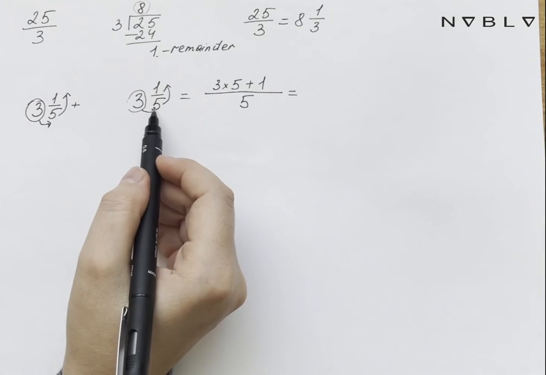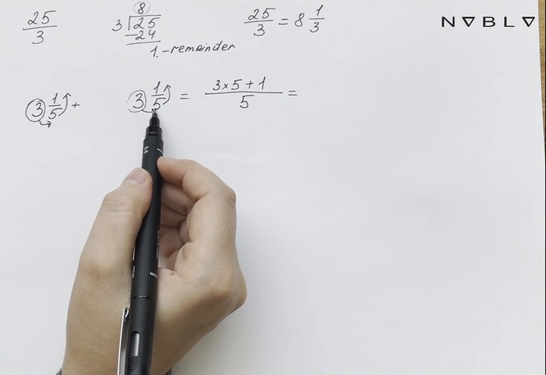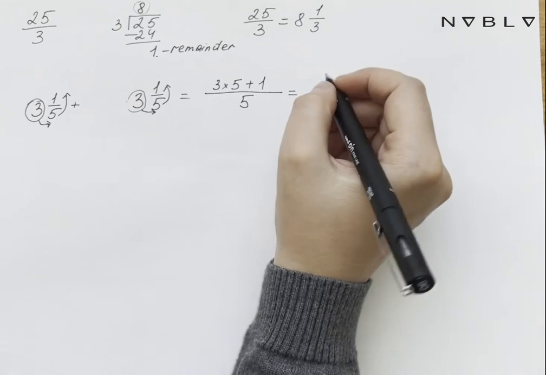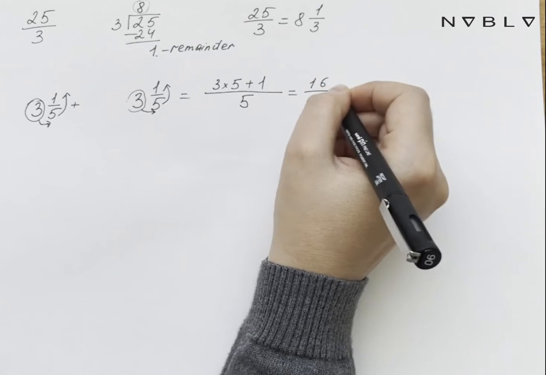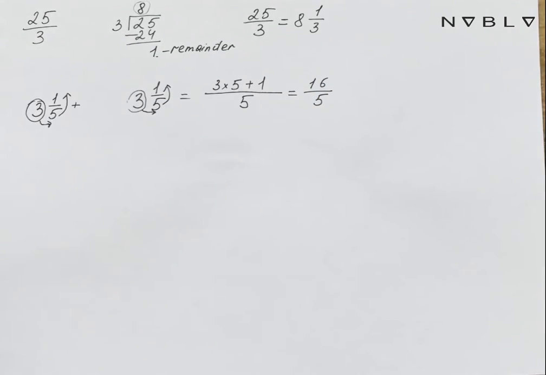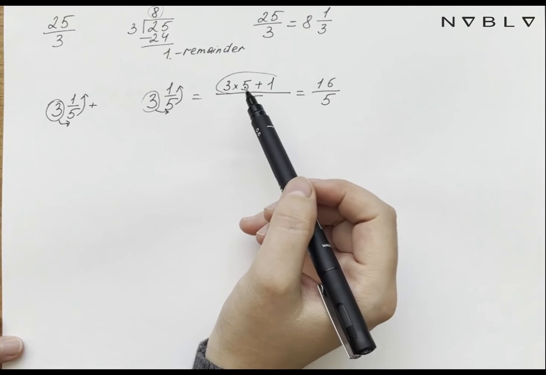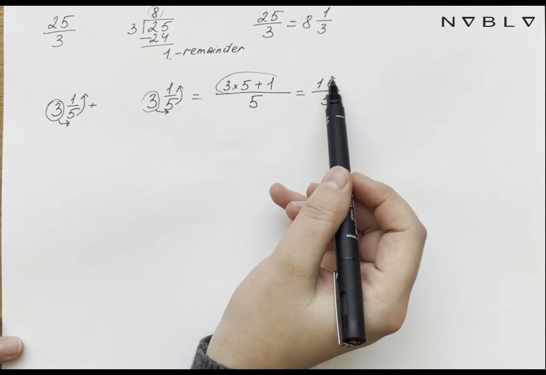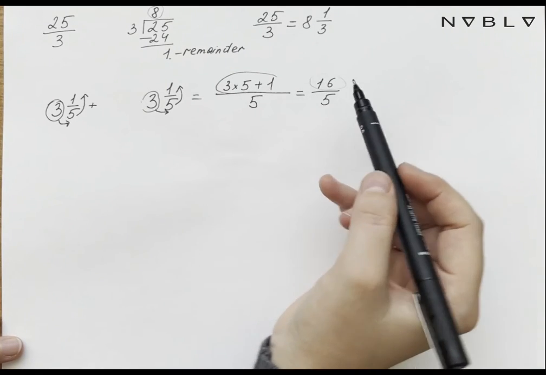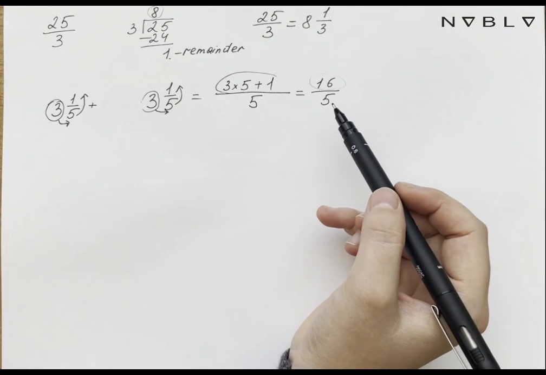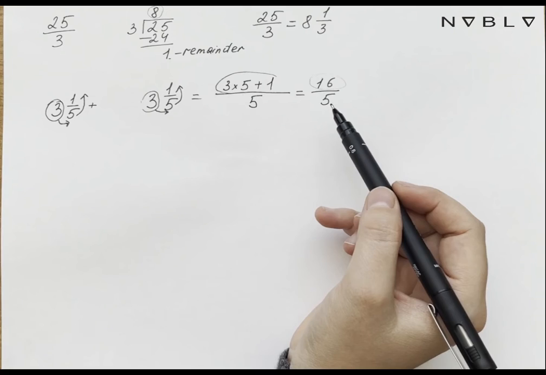Okay, 3 times 5 is 15, and plus 1 is 16. 16/5. Okay, again, we write the resulting number into the numerator of the new fraction, and the denominator doesn't change. It's the same as the first one.